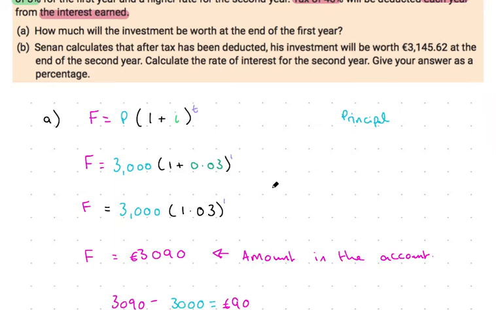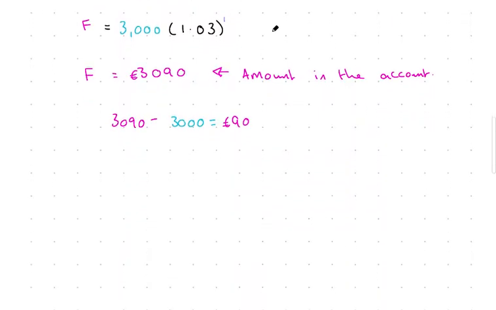Now the next part, it says that Senan calculates that after tax has been deducted, his investment will be worth that much money at the end of the second year. Calculate the rate of interest for the second year. Give your answer as a percentage. Now this part is tricky. There is lots of work we have to do to get the answer out.